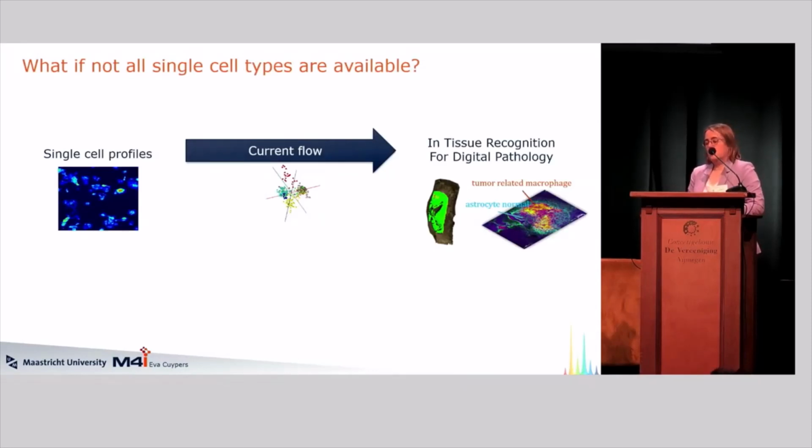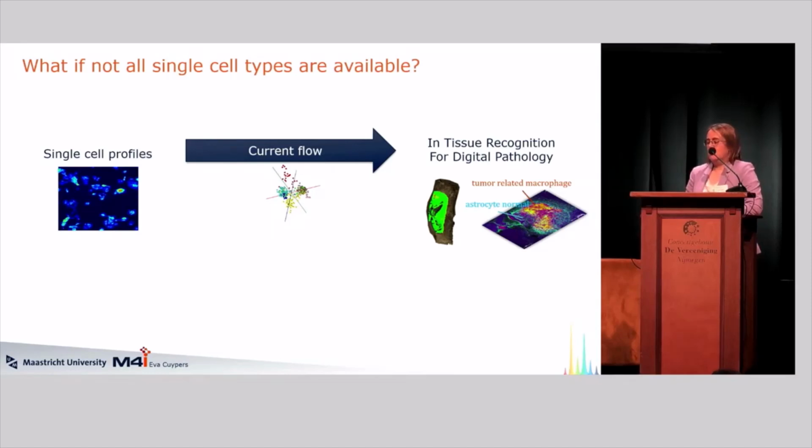So what I showed you so far is that we start from 2D cell lines, from single-cell profiles, and we use these profiles to build recognition models for in-tissue recognition and digital pathology. But there is quite a big challenge. Not all cells are available in 2D cell lines, and there is also an influence, so we didn't have 100% accuracy on the recognition models. Of course, because the in-tissue environment is still something else. There is cell-cell communication, there is interaction, so we believe we can improve the models.